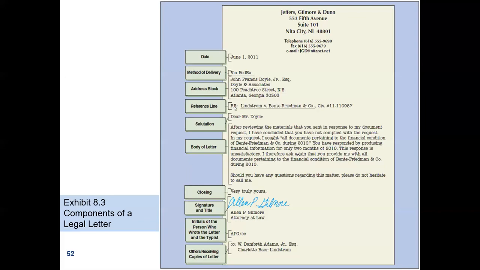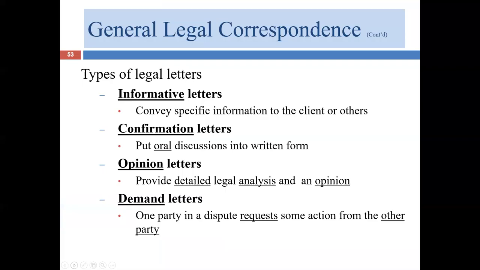And you'd also want to know what the Re line is for. And I told you the two functions with that. So those are the important things to keep in mind with the letter. Don't get caught up in the details of how we set up the typist initials. Just know the reason that we have typist initials and what the typist initials are, for example. Let's go to the next slide.